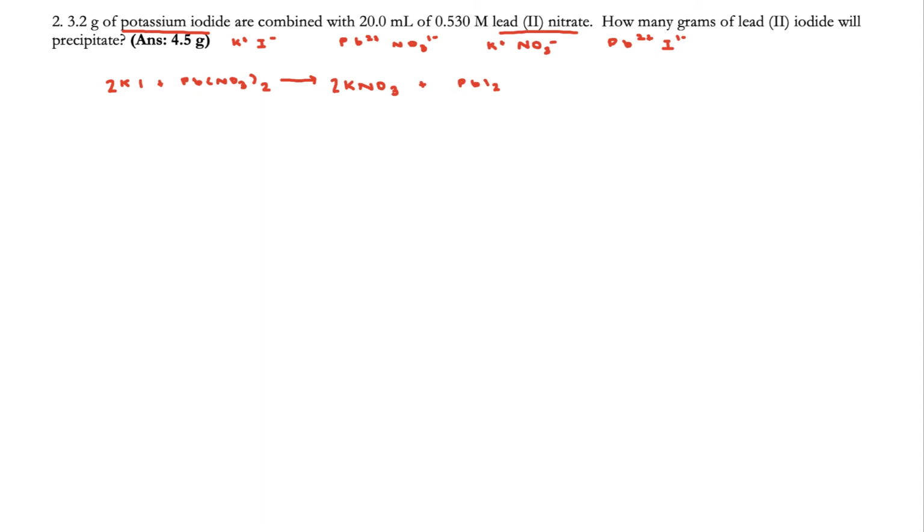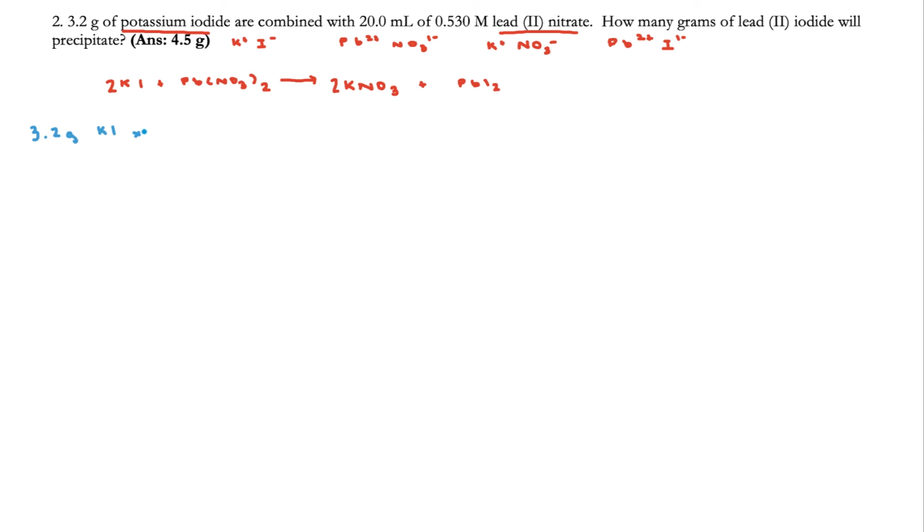Now, I know, again, this is a limiting reactant problem because I'm given the amount of both of my reactants and asked how much product will form. So I'm going to start with the potassium iodide. I've got 3.2 grams of potassium iodide.